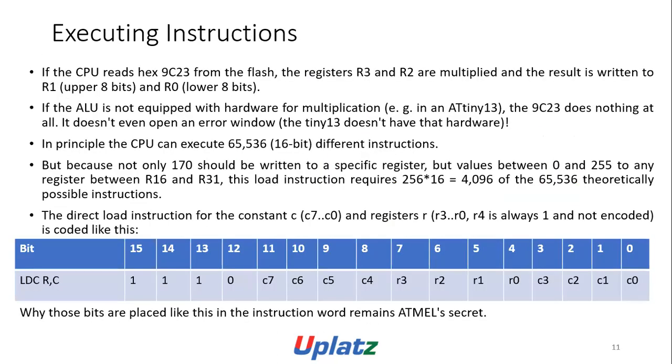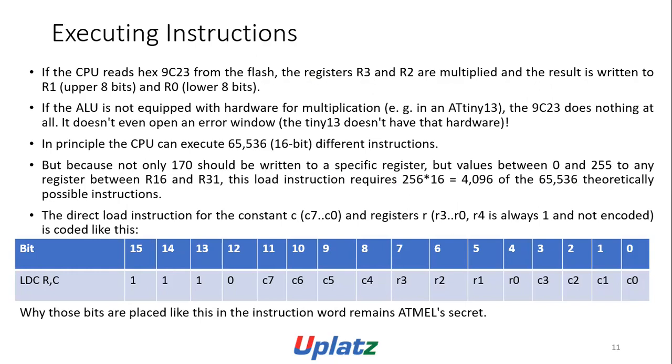Executing instructions. If the CPU reads hexadecimal 9C32 from the flash, the registers R3 and R2 are multiplied and the result is written into R1, the upper byte, and R0, the lower byte. If the ALU is not equipped with hardware for multiplication, for example in the ATtiny13, the 9C32 does nothing at all. It does not even open an error window. The tiny13 does not have that hardware.